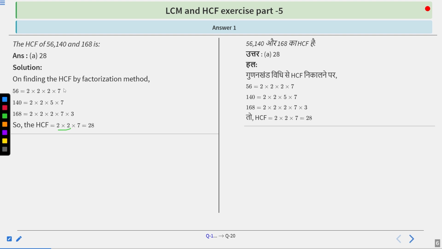And 7 is present in all the numbers, and the least power is 1. So into 7. 2 into 2 into 7 is 28, that is the HCF of 56, 140 and 168. Option number A is the correct answer.